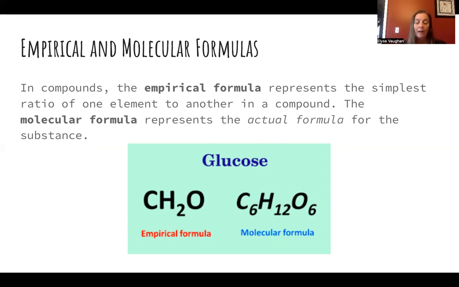So if we look at glucose as an example, the molecular formula of glucose is C6H12O6. We're all familiar with that one. Its empirical formula, reduced down to the smallest whole number ratios, is 1 to 2 to 1. So it would just be CH2O. Molecular formula is actual. Empirical formula is the simplest whole number ratio. It's called an empirical formula because we can determine it from empirical data or from lab data.